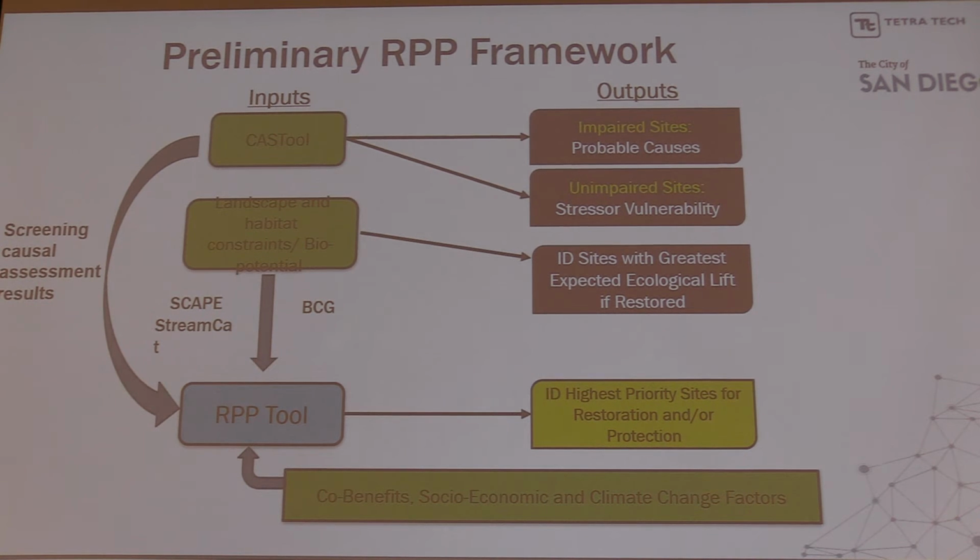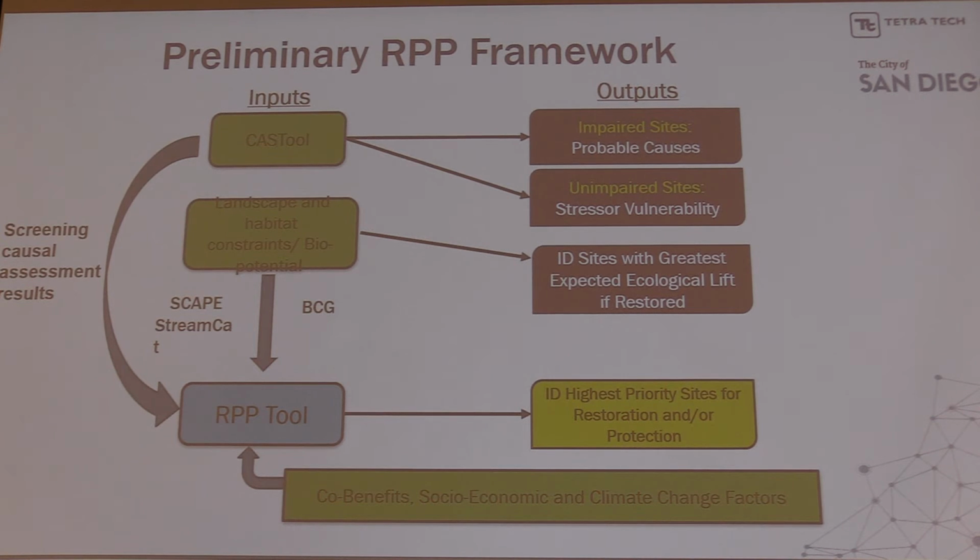So it can be used for impaired sites, looking at probable causes, but also stressor vulnerability in the case of a site that's actually fine right now. All right, so it's used both ways. And the results of that go into our RPP tool. In addition, we have the landscape constraints part of this, the habitat, what we also call biopotential. This is where we use our biological condition gradient information, the SCAPE tool. StreamCat is also going to be part of it.